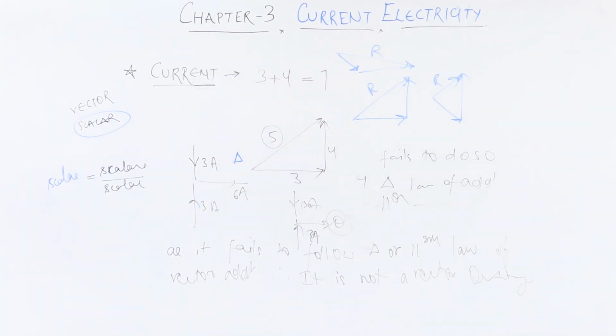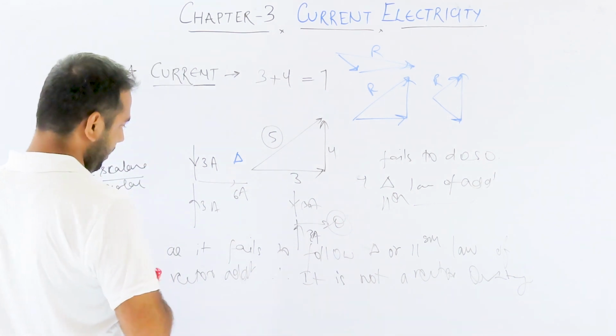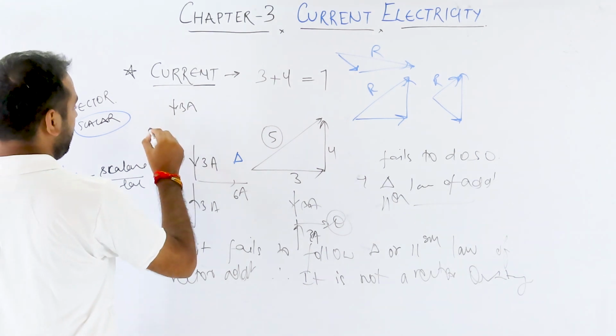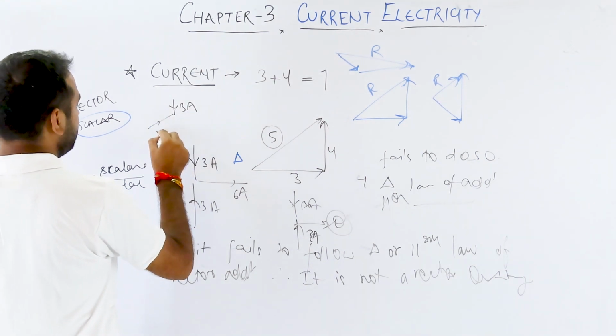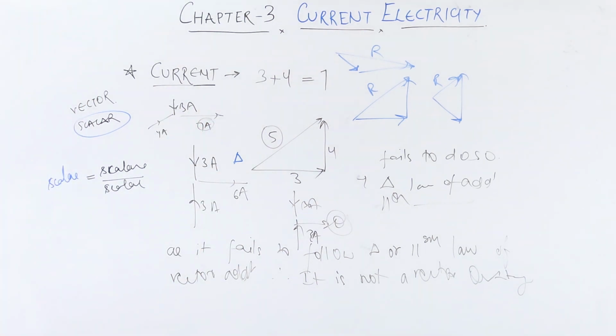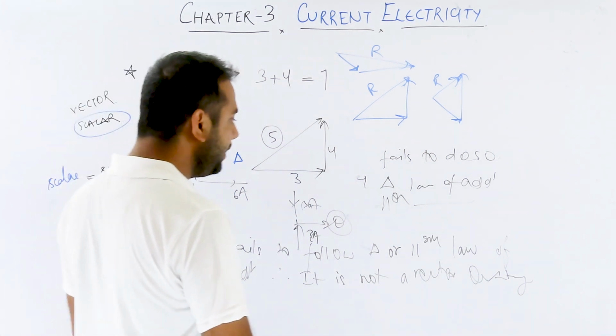Now let's do some more stuff. Suppose a 3 ampere current is coming from this side and a 4 ampere current is coming from this side, and they are going in this direction. So it is simply 7 ampere. Now what are we left with in current?